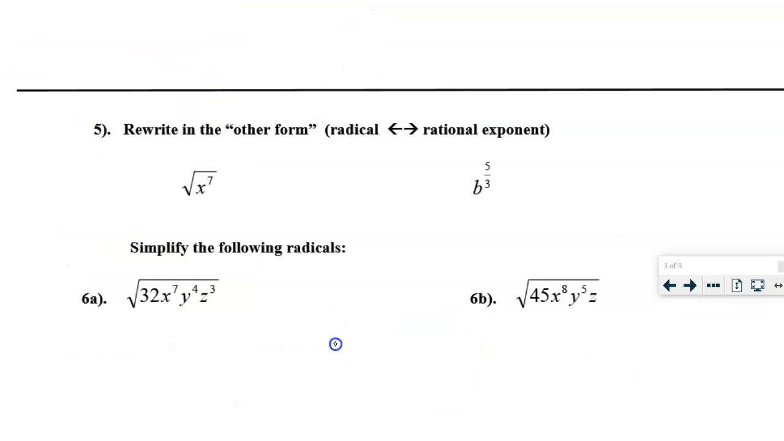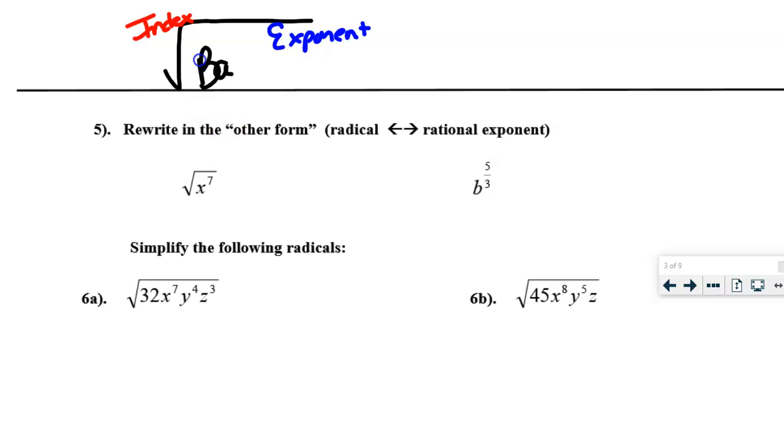Alrighty, so this is the new stuff. Rewriting in the other form, radical to rational exponent form. So one thing I need you to remember is the formula itself. If you have a radical like this, you have an index, and then there's going to be some exponent, and the exponent can be inside or out, it doesn't really matter, and then you have some base. It could be a variable, it could be a number. If I want to go to the other version of that formula, you keep the base number, whatever it is, but the new exponent is going to be divided by the index number.